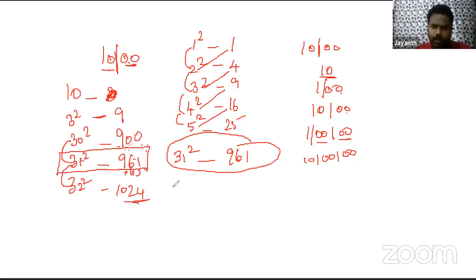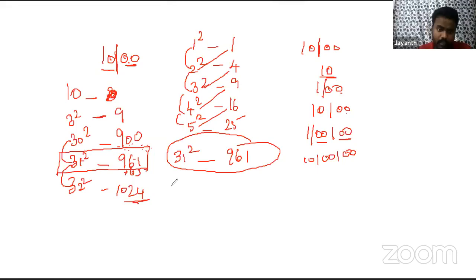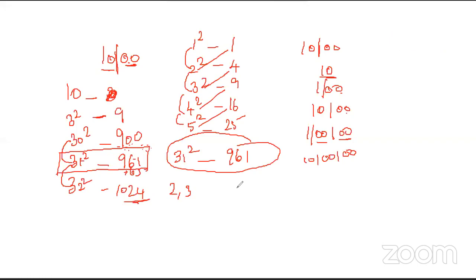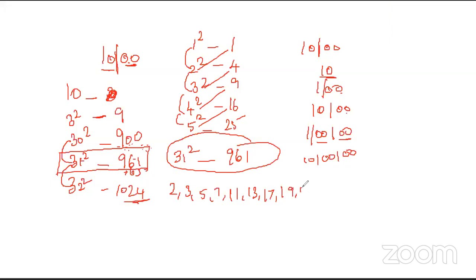Up to 31, what are all the prime numbers? Please tell me, guys, what are all the prime numbers we have up to 31? 2, 3, 5, 7, 11, 13, 17, 19, 23, 29, 31.